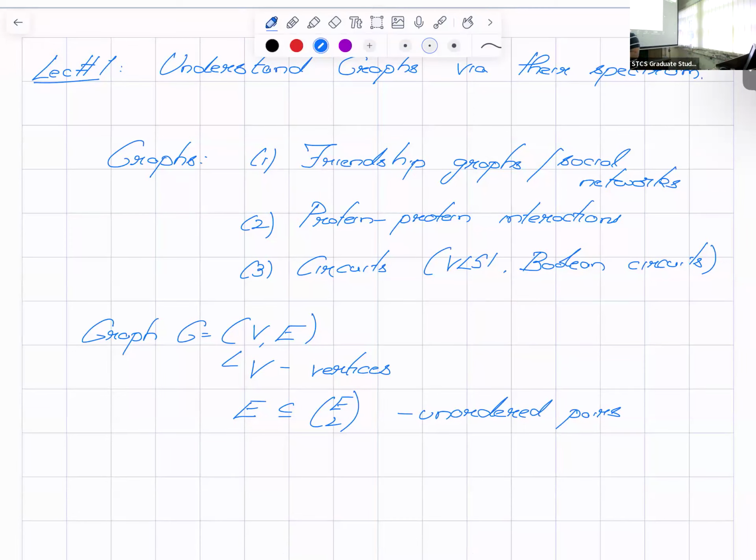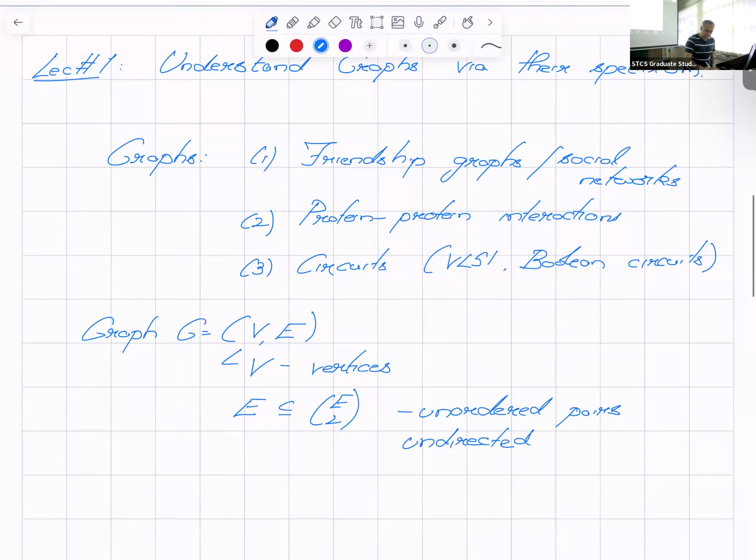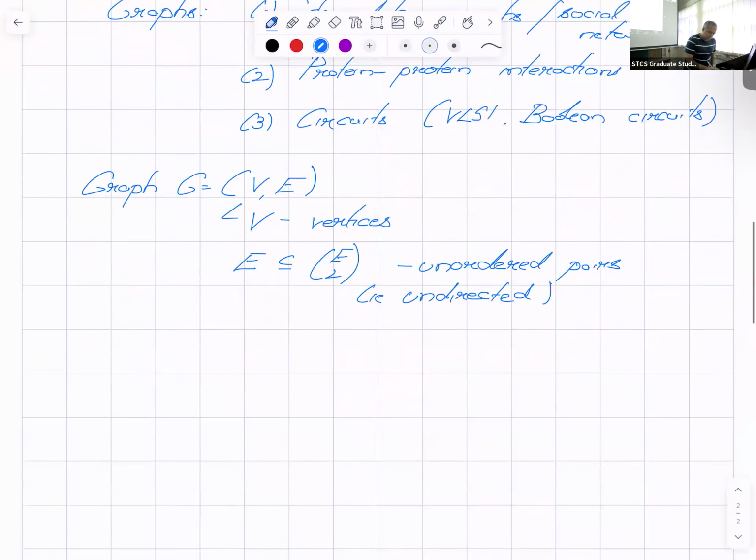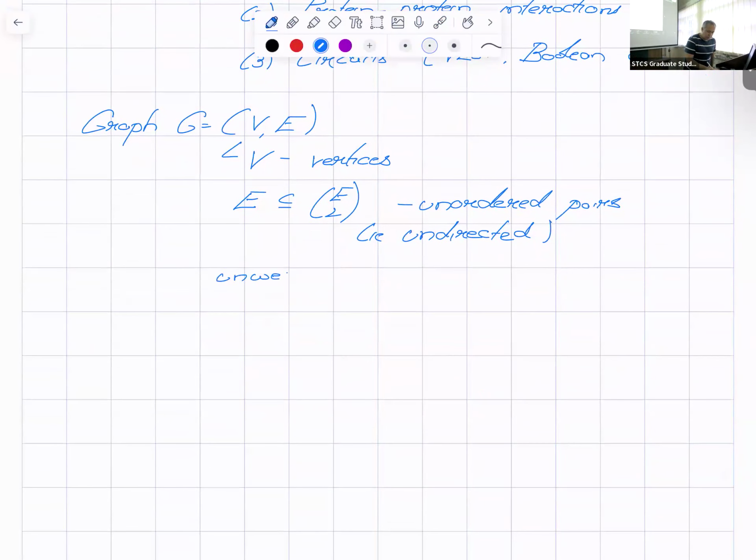We'll later on consider directed graphs, in which the edge is actually an ordered pair. This just makes it an undirected graph. For now, for simplicity, we'll just focus on undirected graphs, and we'll even assume unweighted to begin with. That is, we'll assume that an edge either exists or does not exist, and if it exists, it has weight 1.